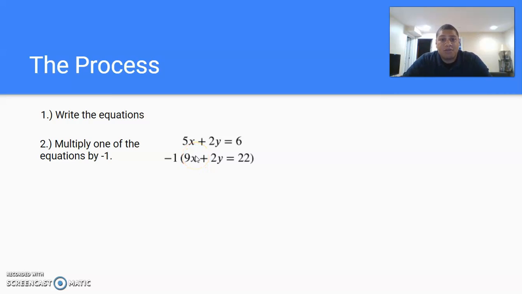And what's nice about distributing -1 is I'm essentially just flipping all the signs, making all the positives negatives and all the negatives positives. So what I get is 5x plus 2y equals 6. That doesn't change. But then I also get -9x minus 2y equals -22. Okay? And what did I achieve in doing this? I got my opposite pair like I had yesterday, positive 2y, negative 2y.